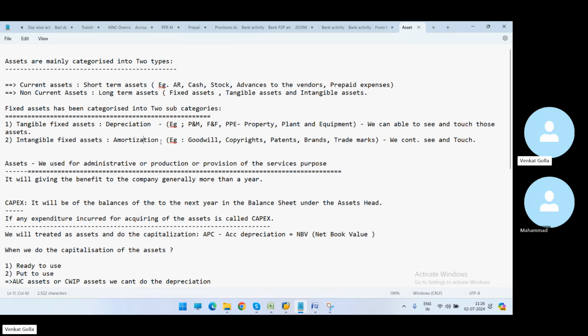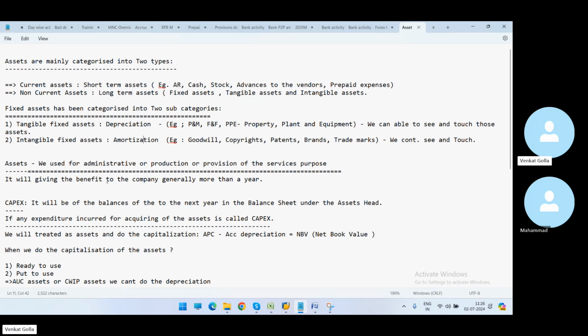Like that, we will have the standard. How we need to treat the accounting treatment, we will know based on the accounting standards: how we need to do the accounting treatment of goodwill, how we need to do the treatment of brands. So everything we will get to know for amortization of intangible assets. These two are the categories of the assets.